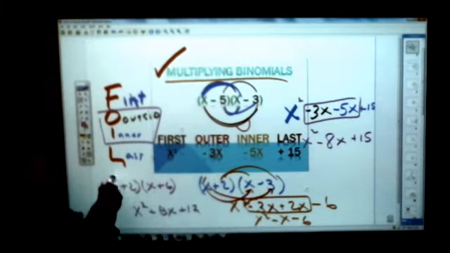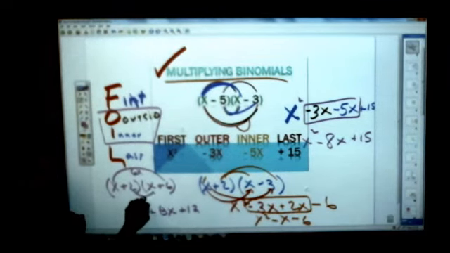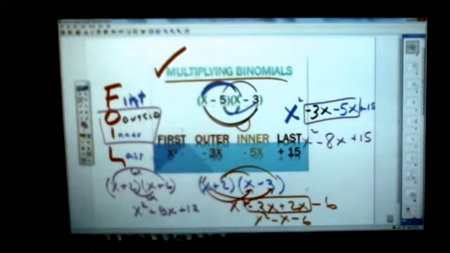Because the outside terms gave me a 6x, and the inside terms was another 2x. 6x and 2x. I just put them together without writing them down. Because eventually it'd be nice if you could just fly by that.